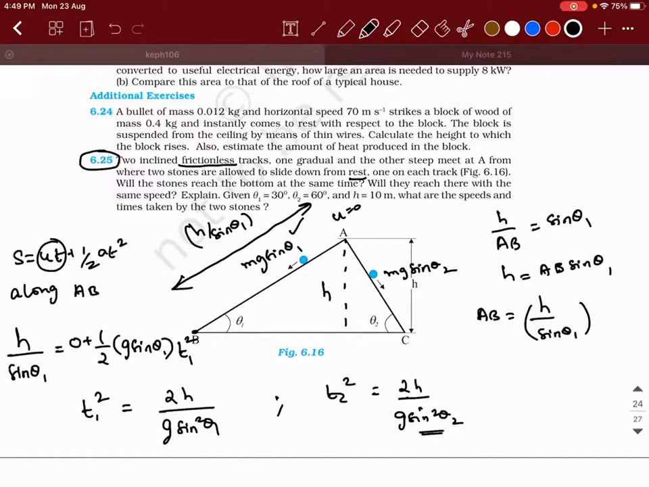So what can I say? They won't reach the bottom at the same time, correct? Because theta 1 is different from theta 2.